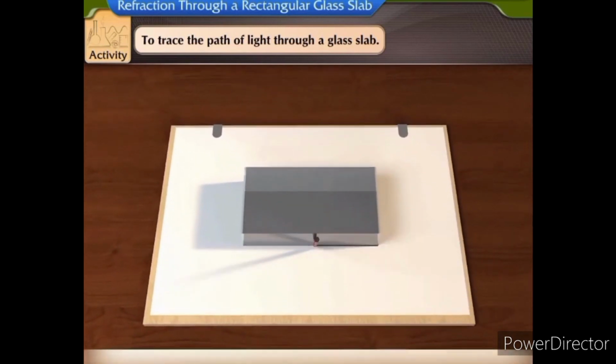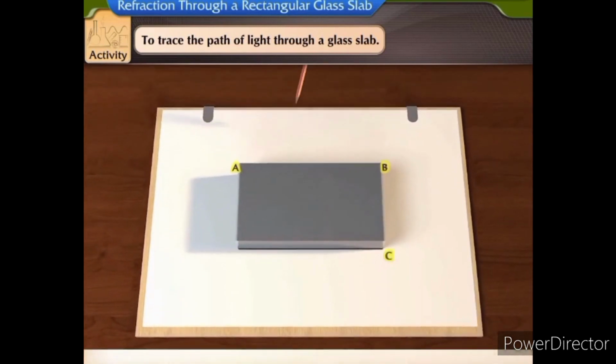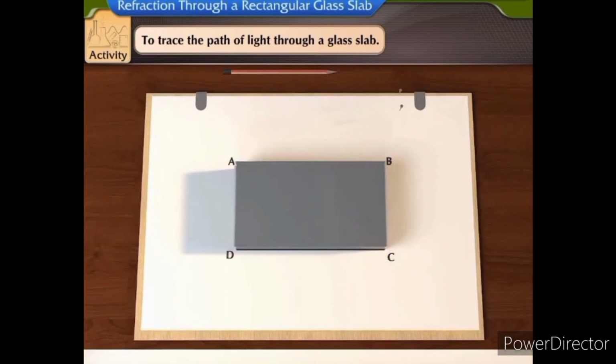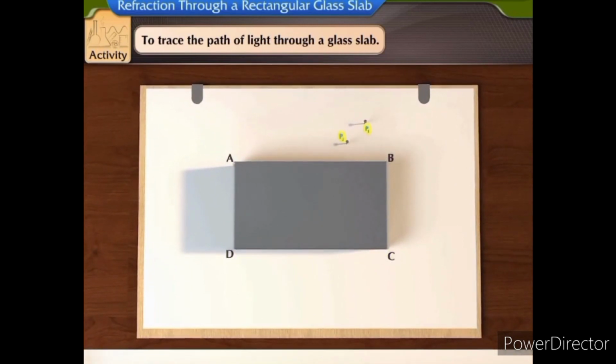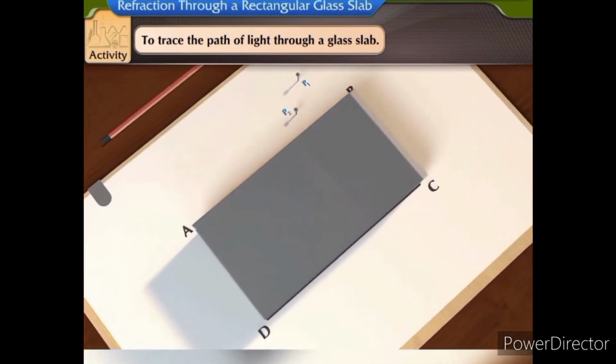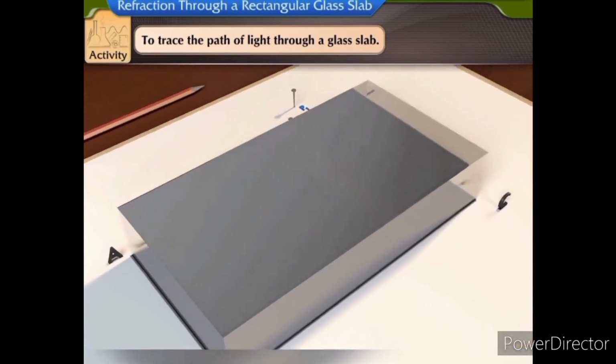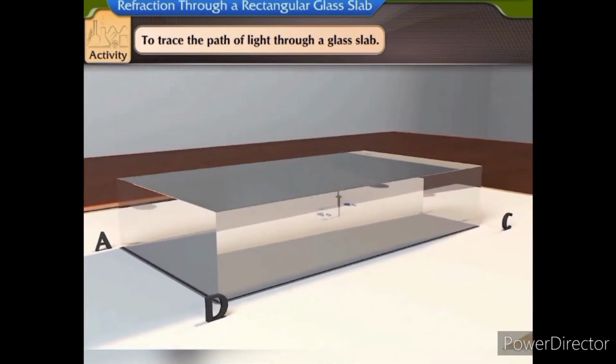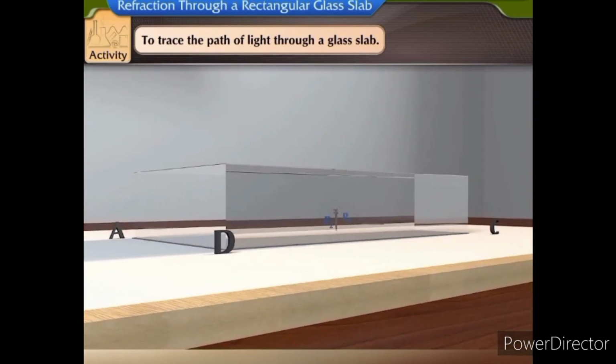Mark the boundary of the slab as ABCD. Fix 2 pins P1 and P2 about 5 cm away on the side AB of the glass slab in such a way that the pins are vertical and the line passing through P1 and P2 meet the glass slab obliquely. Observe these pins through the glass slab from the opposite side DC.